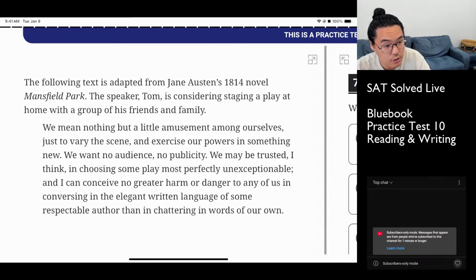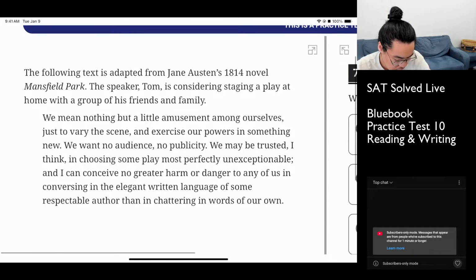That number 6 was actually totally new for me. I've never seen that question before. Number 7, here we go. Mansfield Park. Tom is considering holding a play, staging a play with a group of his friends and family. Here we go.